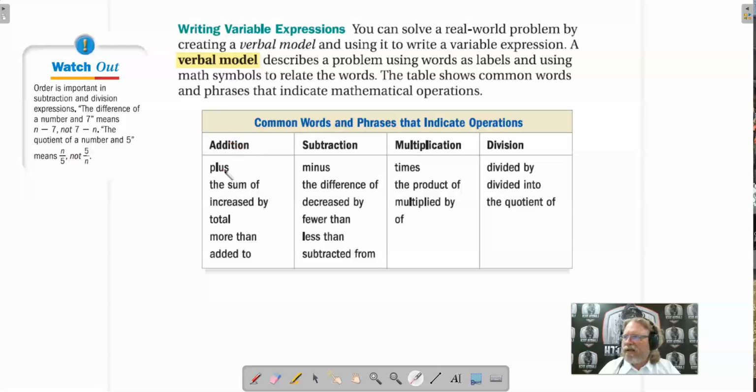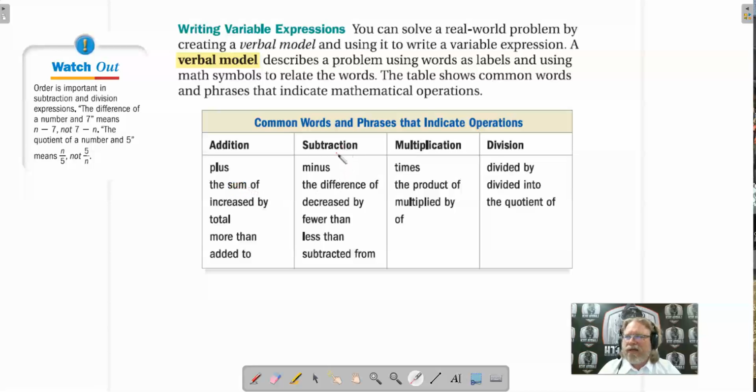For addition, first is plus. Let's use the numbers 3 and 2. That seems pretty simple. 3 plus 2. Or the sum of 3 and 2. Sum means to add. Or 3 increased by 2. So we could use the phrase increased by. Or what is the total of 3 and 2? So total is a word we would use for addition. How about 3 more than 2? That would still be 3 plus 2. Or 3 added to 2. We would still add 3 and 2 together, and all these, of course, would have the sum of 5.